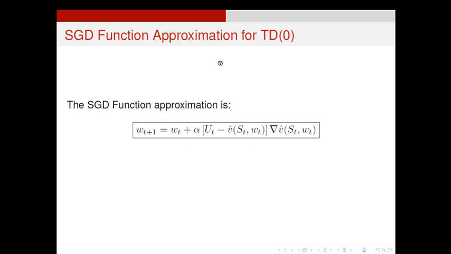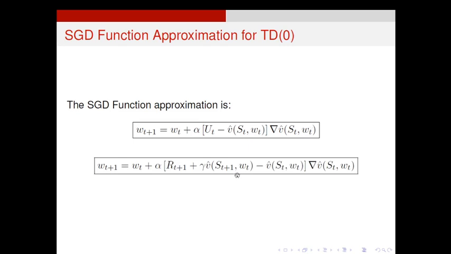Now the SGD function approximation for TD(0). The original formula has U_t, an unbiased estimate for this v_π(S). Then in TD(0), this U_t is replaced by the one-step TD target. The formula is like this: instead of U_t, I just substitute R_{t+1} plus gamma into v̂(S_{t+1}, ω_t), minus v̂(S_t, ω_t), times the gradient of v̂(S_t, ω_t).